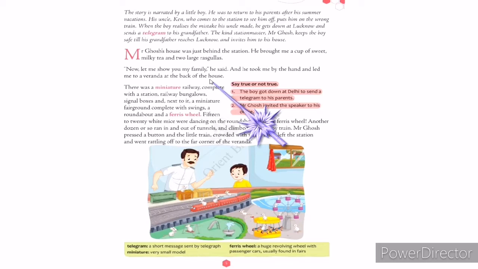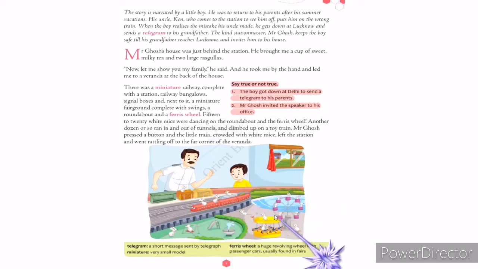It's a small veranda. Okay, so the station master is taking this small boy outside near the veranda, and he's showing something. So we will see what he is about to show him, the small boy. What is he going to show? There was a miniature railway, complete with the station, railway bungalows, signal boxes, and next to it a miniature fairground, complete with swings, a roundabout, and a Ferris wheel.